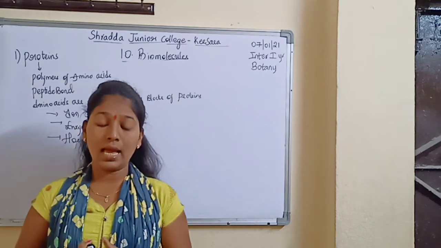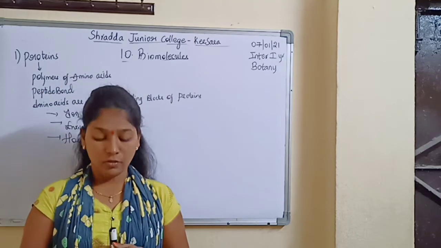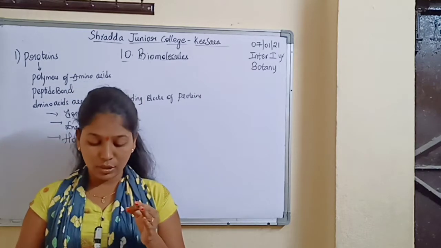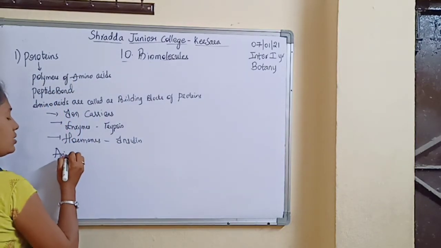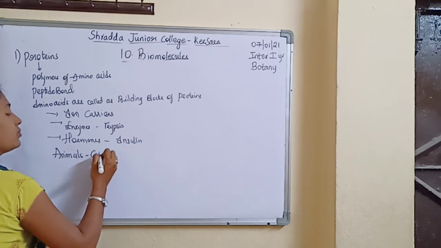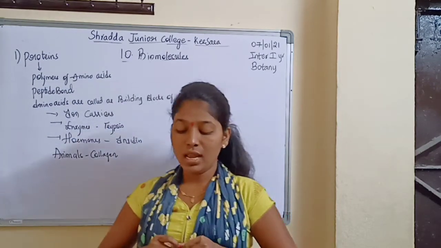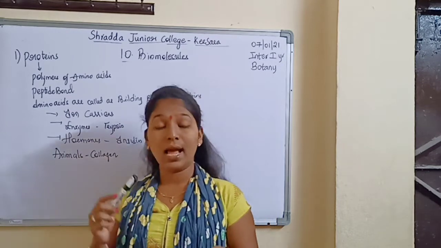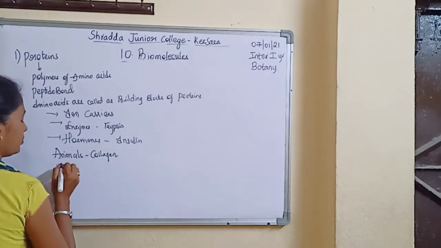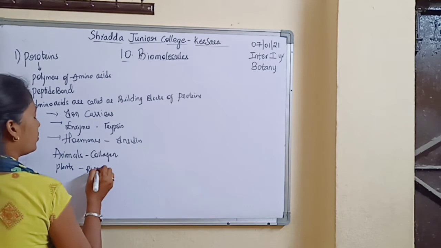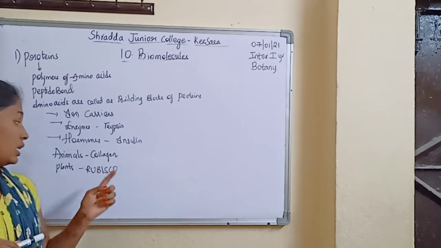Some proteins act as antibodies. Antibody means when any disease comes to us from outside, it will fight against those infectious diseases. The most abundant protein in animals is collagen, and the most abundant protein in plants and the biosphere is rubisco, ribulose bisphosphate carboxylase oxygenase.